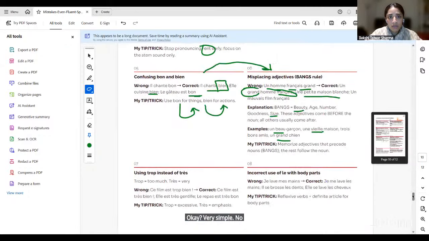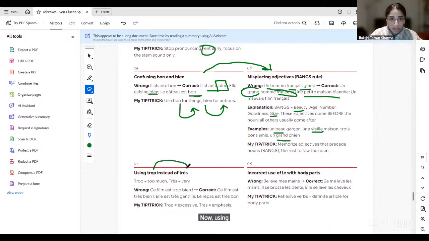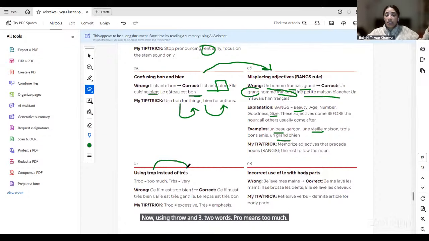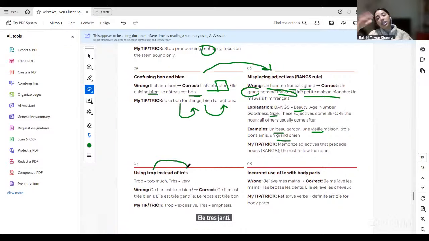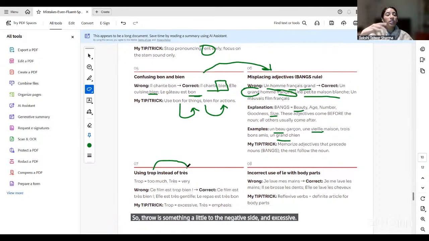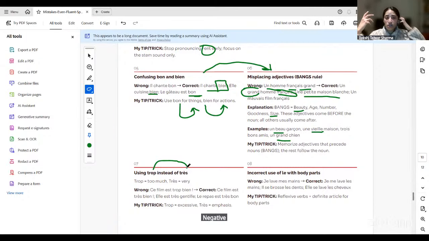Now, I missed one. Now, using trop and très. Two words. Trop means too much, and très means very. I cannot say ce film est trop bien. This film is too much good. Makes no sense. Ce film est très bien. This film is really good. It's very good. That makes sense. Il est très gentil. Le repas est très bon. So trop is something a little bit on the negative side and excessive. Très is emphasis to say very. If I say it's too noisy, that is trop bruyant. Negative, excessive noise. So all your little negatives, excessive, that is too much.